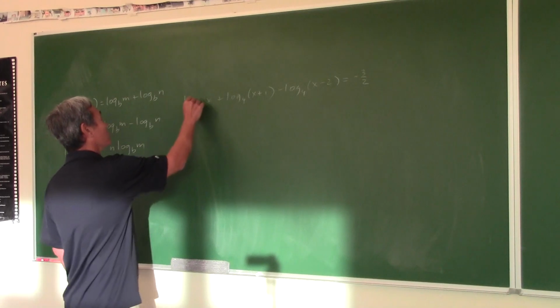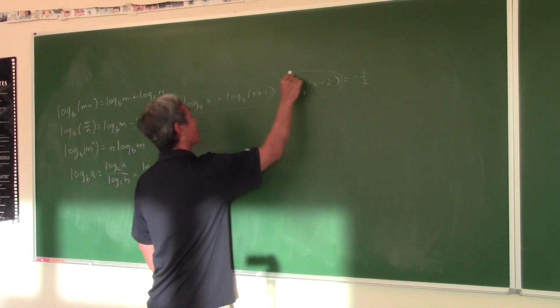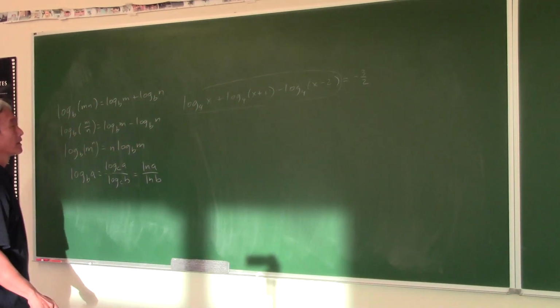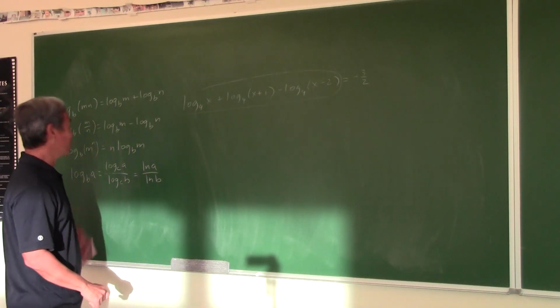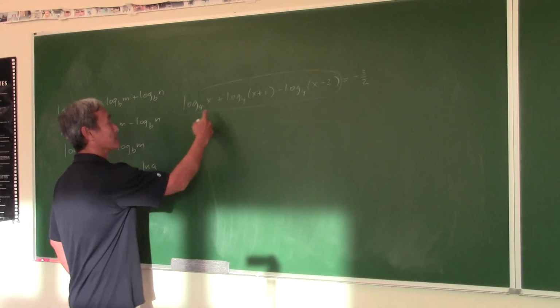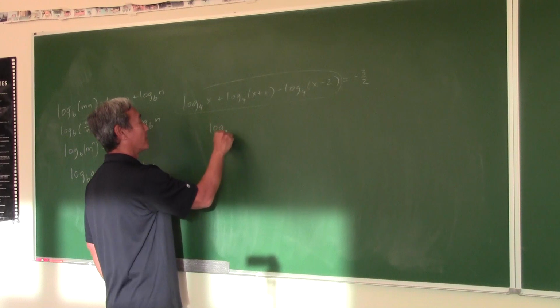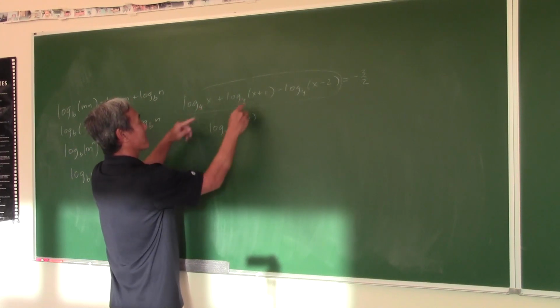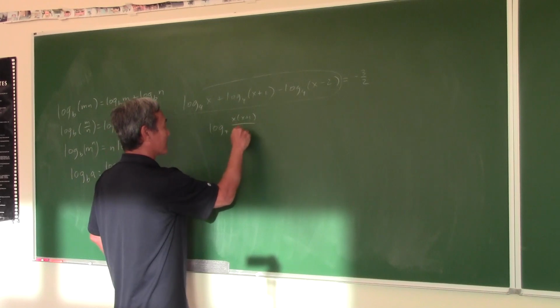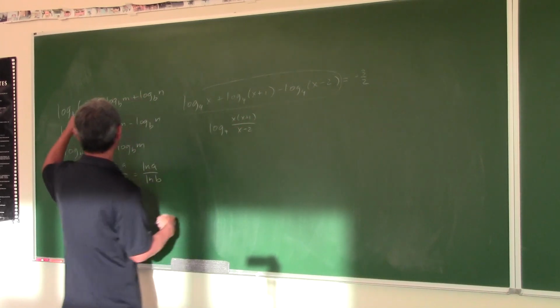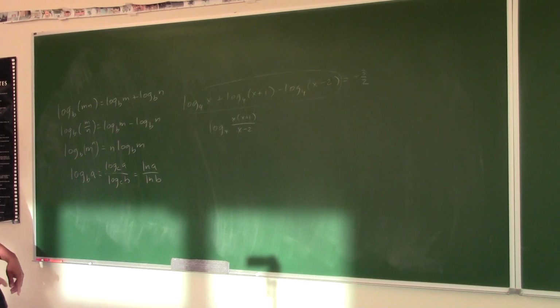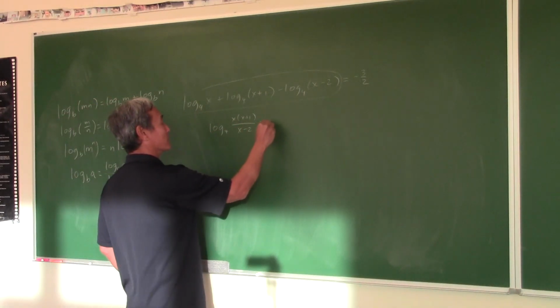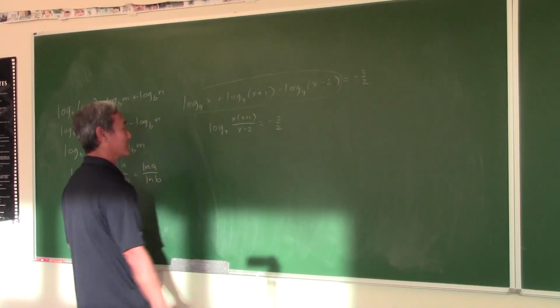So what you want to do is combine this into one logarithm using your properties of logarithms. Isn't this the same thing as log base 4 of x times x plus 1, since these are added together, over x minus 2, because that's a minus, right? So we're combining these two properties together. And then that's equal to negative 3 halves.